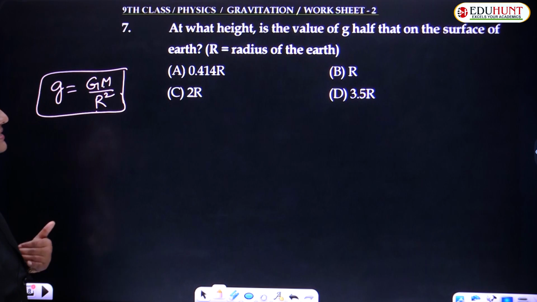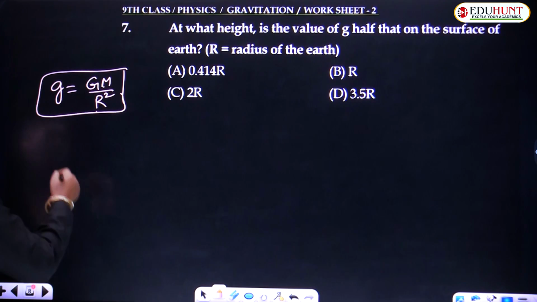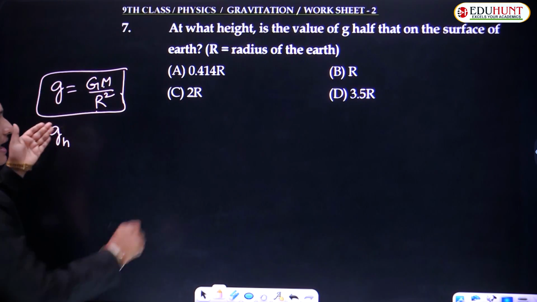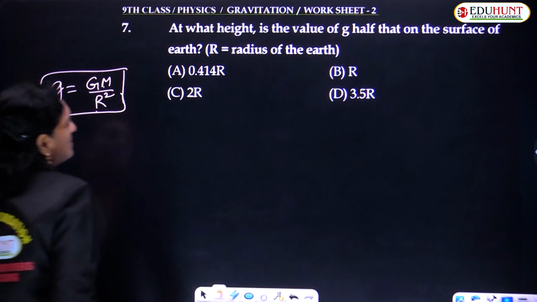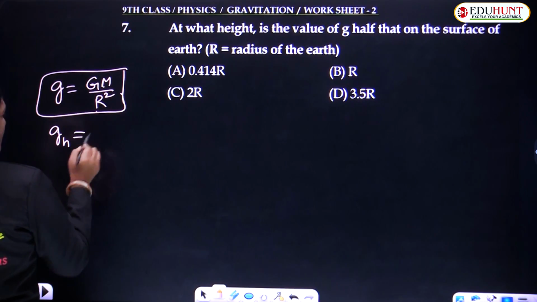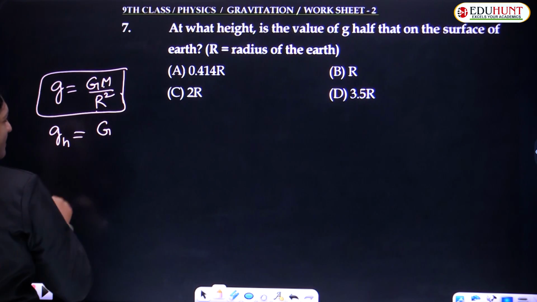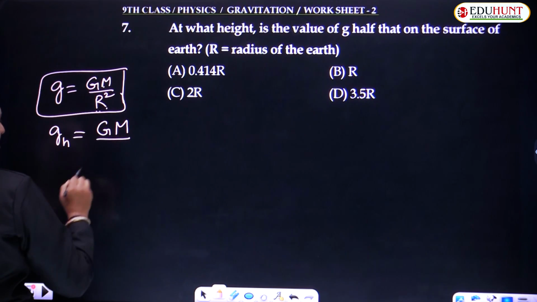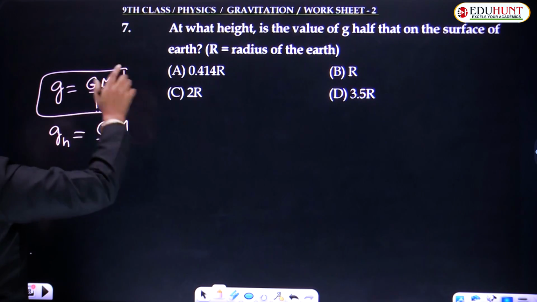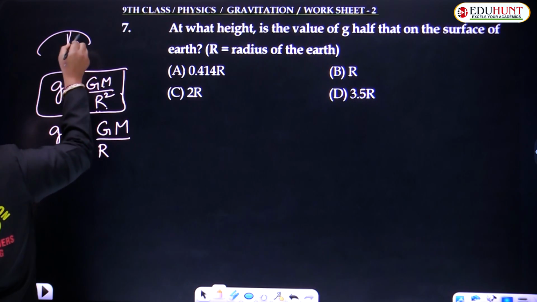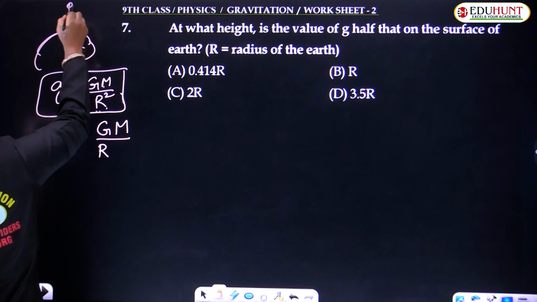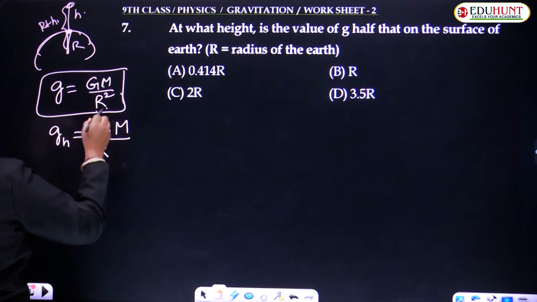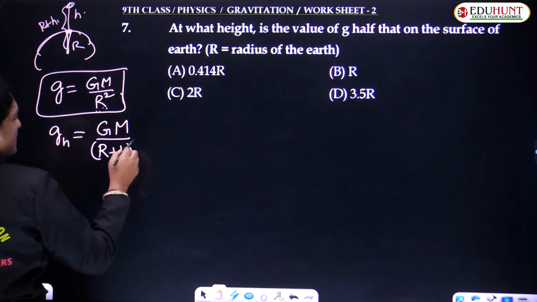So it asks you to find the value of g at some height. Let me consider the new value as gh, the acceleration due to gravity, half that on the surface. This is what you have to find out. gh is equal to GM by... G remains constant, mass also remains constant. So what changes? Distance changes. Earlier it was only R. Now from the surface of the earth, it was taken to some height H. So now the total distance is R plus H. So R is now replaced with (R plus H) whole square.